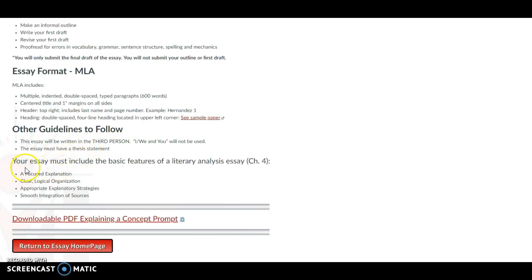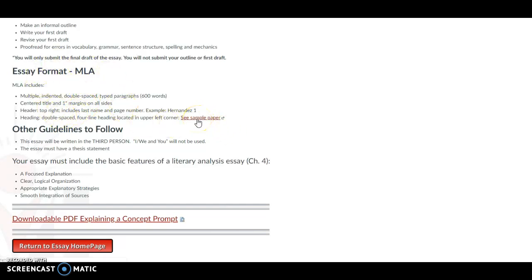And then I also included here that your essay must have the basic features of a literary analysis that are presented in chapter 4. I talked about these basic features in our Confer Zoom session. So if you don't remember, you can always go back and take a look at that Confer Zoom session, but they're also in chapter 4. And then the last thing here on this prompt is this downloadable PDF file. So essentially, if you want to print this, you can just download the PDF and print it. So you'll have it on paper.